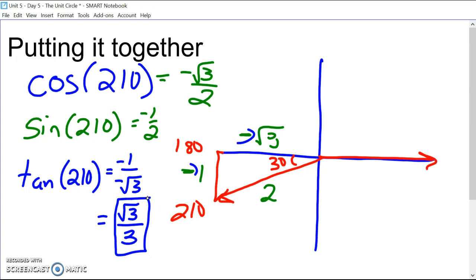And so some of these stay the same, some of them change signs. Again, I'm worried more about thinking about what the x and the y values are.